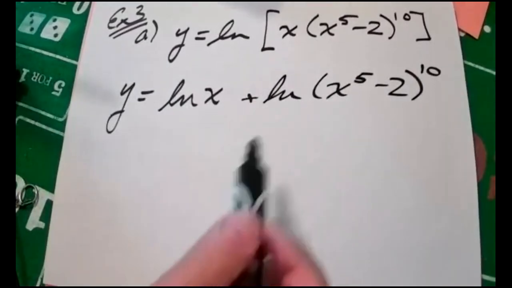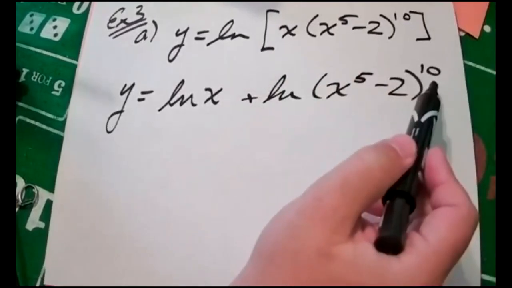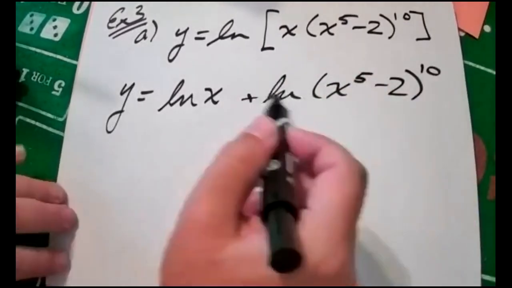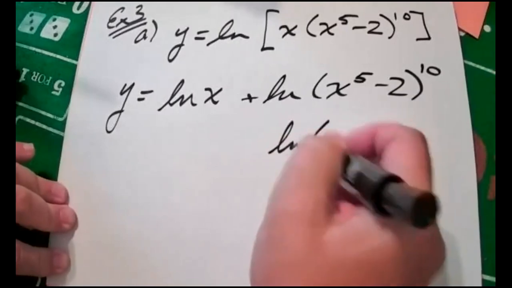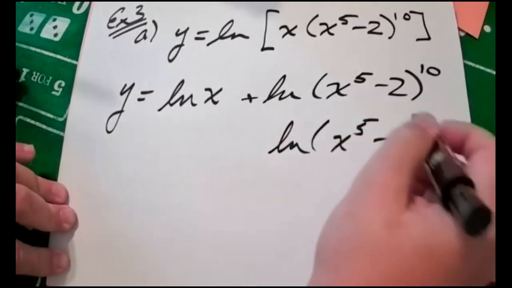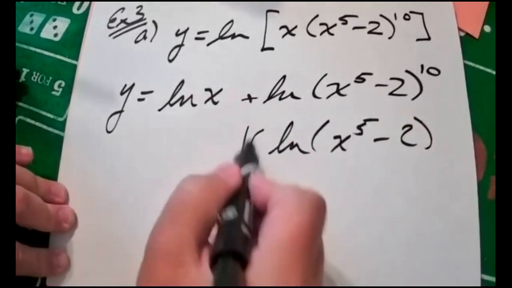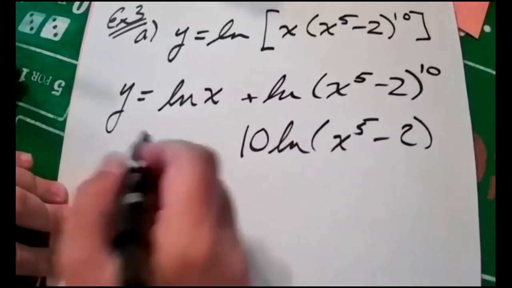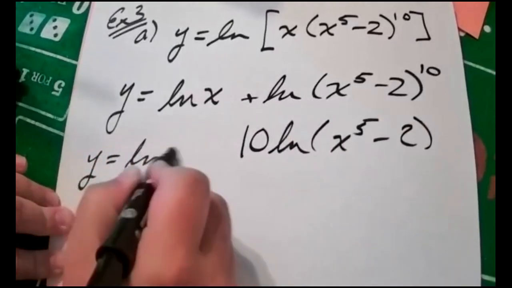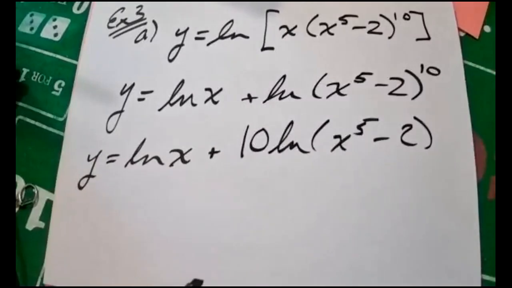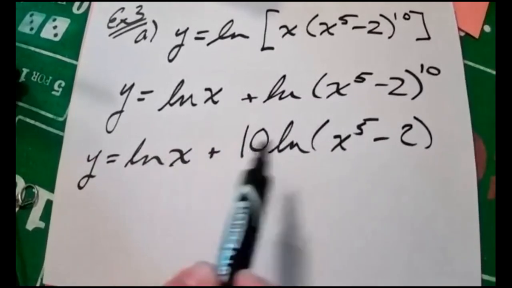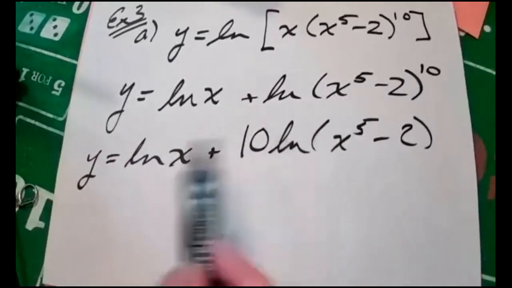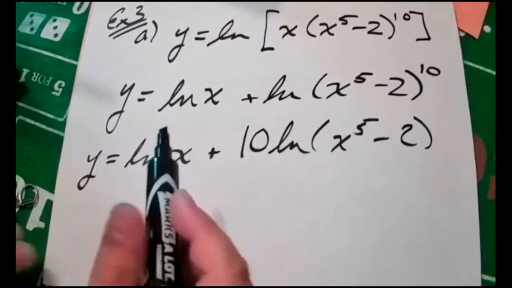Next, let's apply rule number 5 to this piece because I have an uncomfortable exponent of 10. I can change this natural log. Instead of it being x to the 5th minus 2 to the 10th power, I can make it 10 times the natural log of x to the 5th minus 2, and bring the 10 out in front. Now that I've done those two little things, I've made this question a lot easier to differentiate.